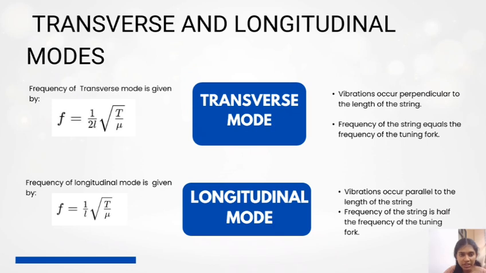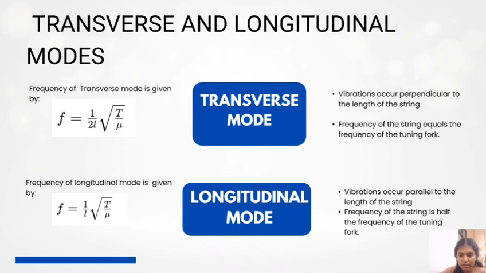So as we already know, there are the transverse and the longitudinal modes. In the transverse mode, the vibration occurs perpendicular to the length of the string. Also, the frequency of the string and the frequency of the tuning fork are equal. The frequency of the transverse mode is given by F equals 1 by 2L root of tau by nu. So this is the equation we will be using in this experiment.